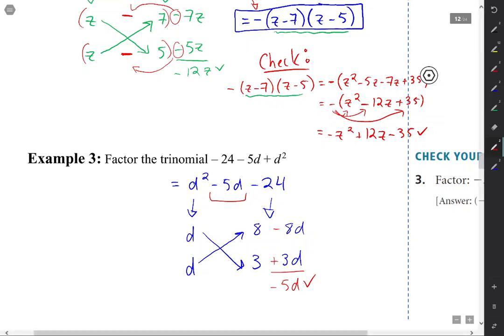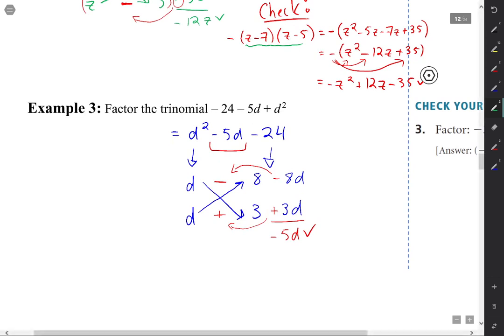So then we place these signs. This one goes up here, and this one goes down here. And there's our two brackets for our factoring. We have d minus 8 and d plus 3. So let's write our final answer out.